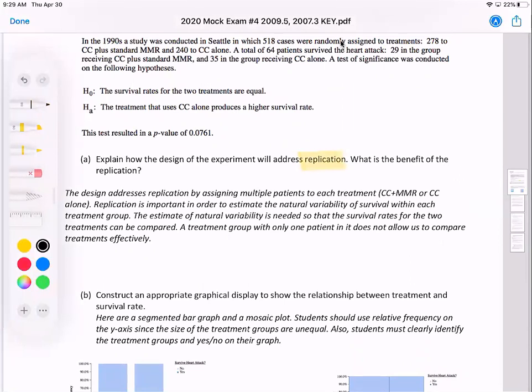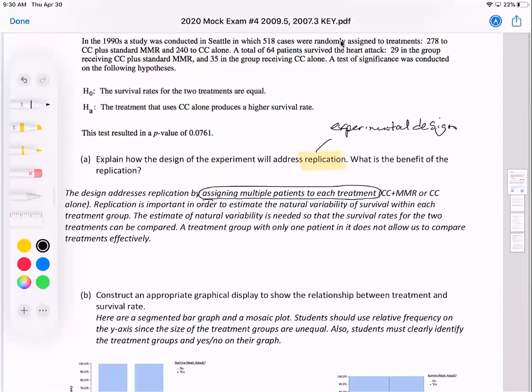So replication in statistics is mainly, you don't want just one person in a treatment group. It might seem like an obvious thing, but it's really important not to have one person in a treatment group. To explain that, the design addresses replication by assigning multiple patients to each treatment. That ultimately is what replication is. Replication is an experimental design requirement.